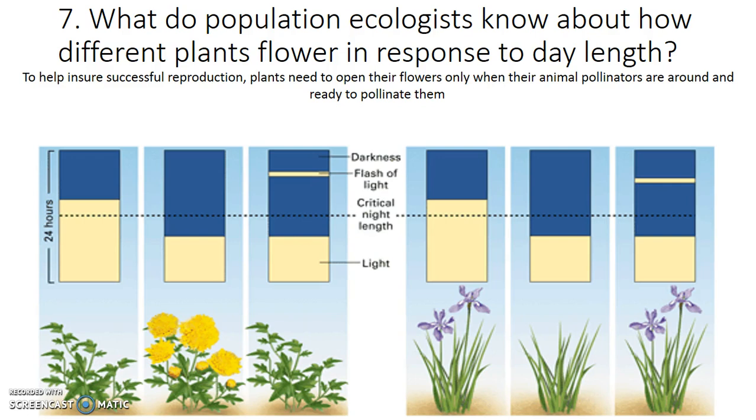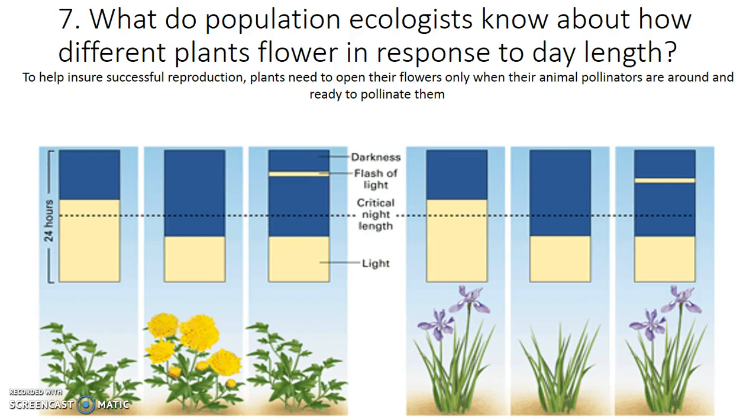Plants also respond to day length. And this is very important because plants only really want to flower when their pollinators are present to pollinate them. And you might have noticed if you look around that some pollinators are present in the spring, some are present in the fall, some are present in the summer, and plants don't want to flower when there's no pollinator. So how does a plant know when to flower?